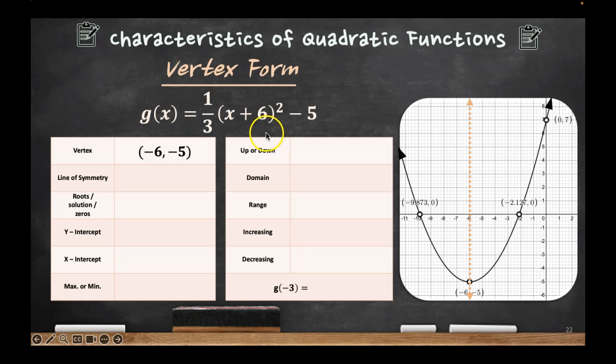If it's in vertex form, you should be able to state what your vertex is without graphing it. It's the opposite sign of what you see in parentheses. So -6 is my x value, -5 is my y value. That's my vertex.